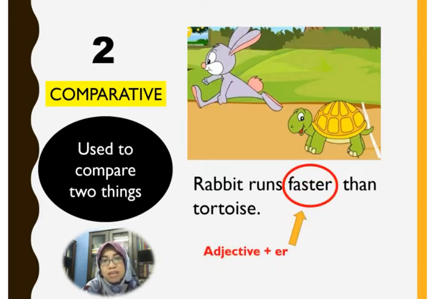The adjective is fast, laju. But because we want to compare rabbit and tortoise, kita nak bandingkan rabbit dan kura-kura, kita nak kata rabbit lari dengan lebih laju, so we have to put er, faster. If you realize, there is another word, that is than.